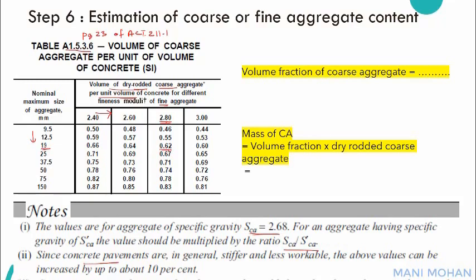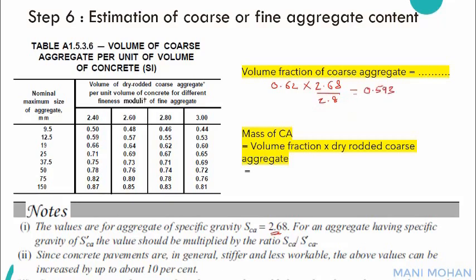If we remember, the specific gravity of coarse aggregate was 2.8, which is other than 2.68. So this 0.62 value has to be multiplied with 2.68 divided by 2.8. So let us compute the volume fraction of coarse aggregate, which is 0.62 corresponding to 19 mm maximum size of the aggregate and fineness modulus. Since specific gravity of the coarse aggregate is 2.8, which is other than 2.68, this value 0.62 has to be multiplied with the ratio of 2.68 divided by the specific gravity of the coarse aggregate. This comes out to be 0.593.